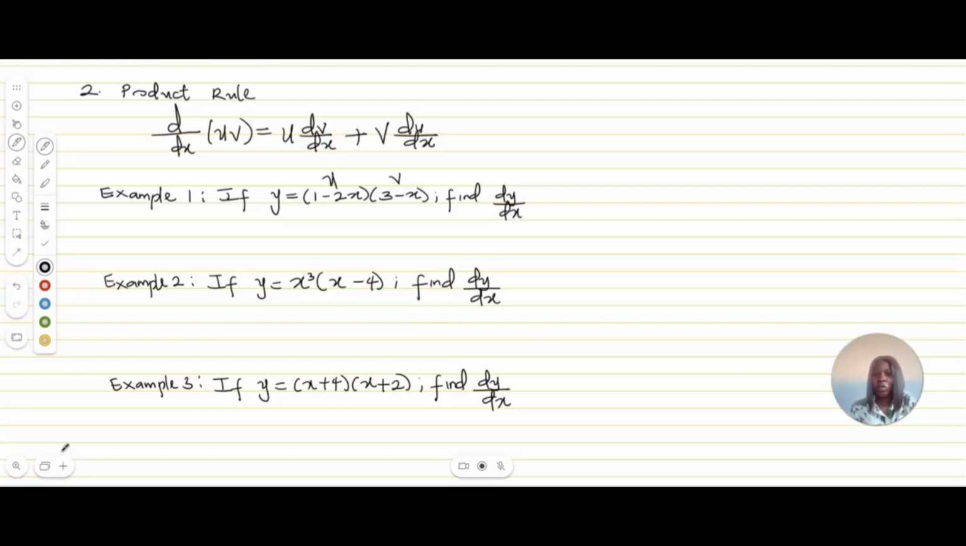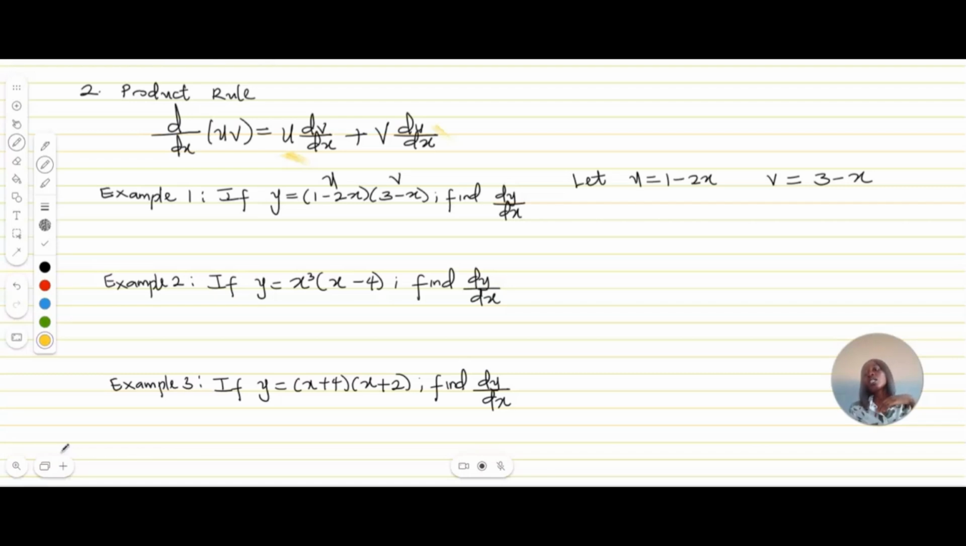So let's write it here that, okay, let u be equal to 1 minus 2x and let our v be equal to 3 minus x. You can see very well from the formula we have here that v has to be differentiated. That's why we have dv dx. Also, u has to be differentiated. That's why we have du dx.